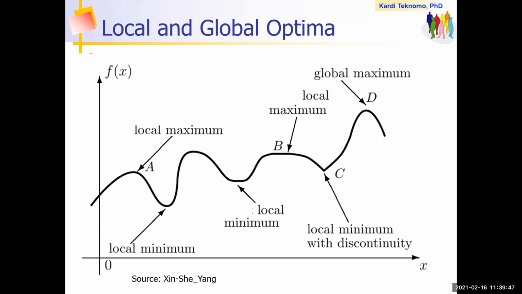Global maximum means the maximum within the range. Local minimum and local maximum mean that, within the range, when you drop a ball there, it will stick to that curve. That means it will go searching for the local maximum.